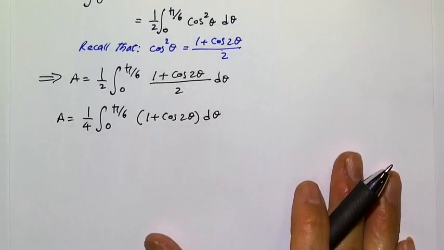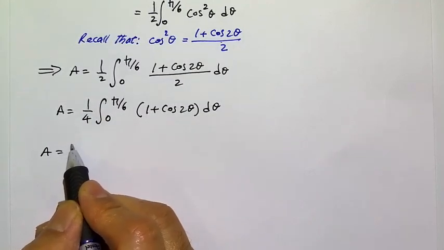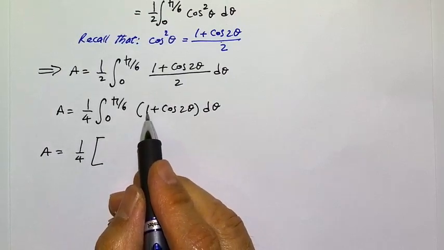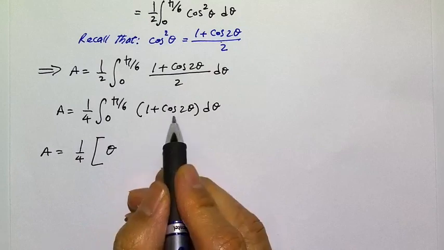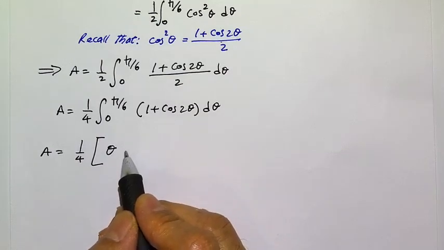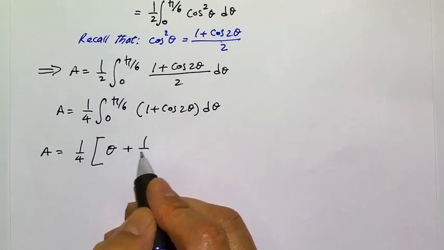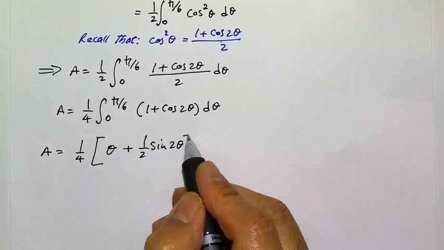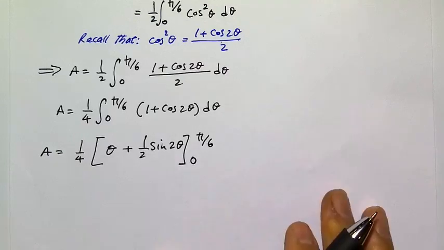So let's jump right to that. Then we have 1 over 4 times, the integral of 1 is just theta. The integral of cosine 2 theta is 1/2 times sine 2 theta, right? So plus 1/2 sine 2 theta. Of course, this is going from 0 to pi over 6.